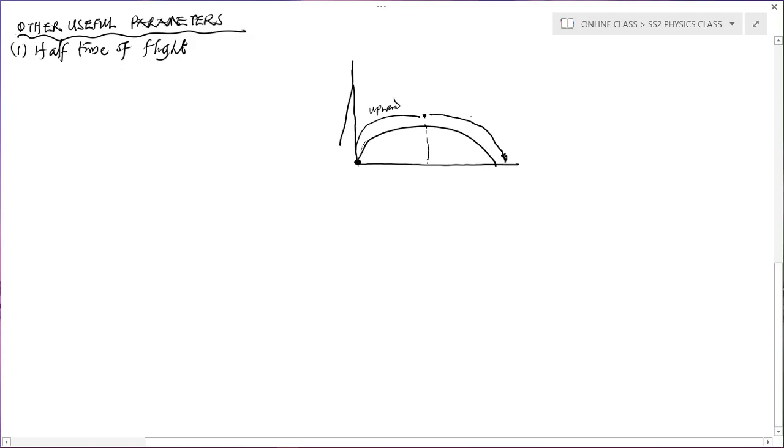Downward movement. So the time it takes to move from here to the top here is t, small letter t. While the time it takes from the top here again to the same level of the point of projection is also t. So that is why it is called half time of flight. So it is always t, small letter t.